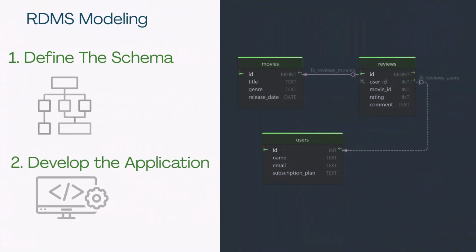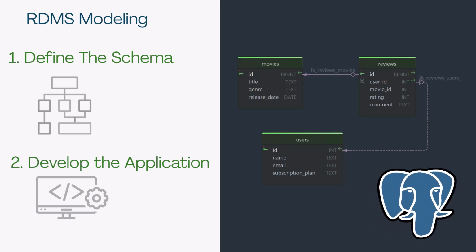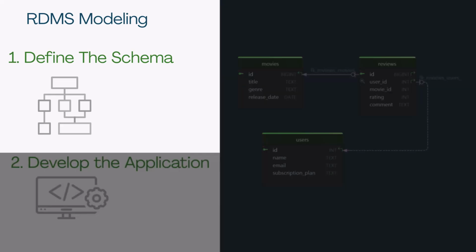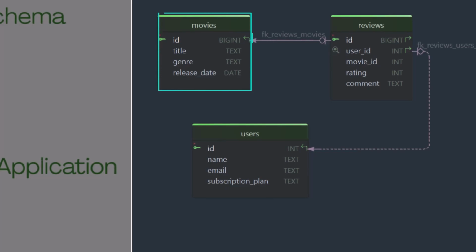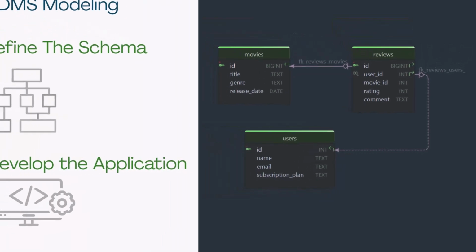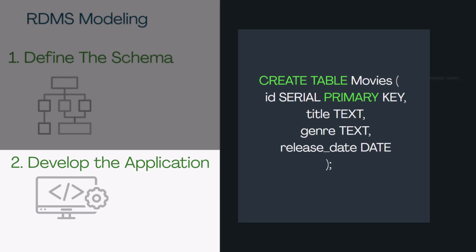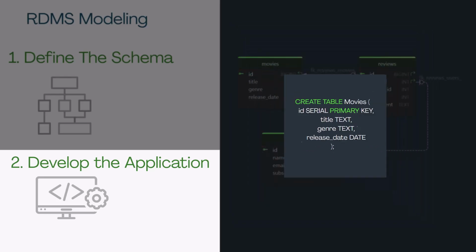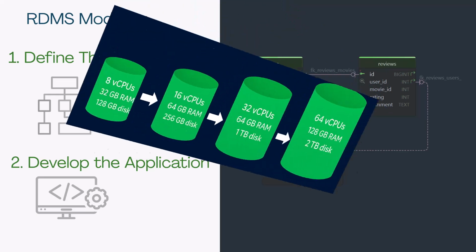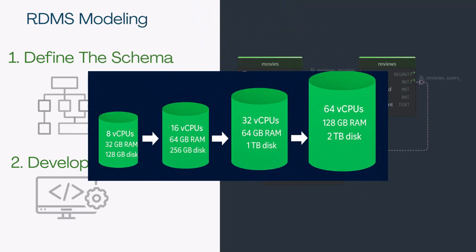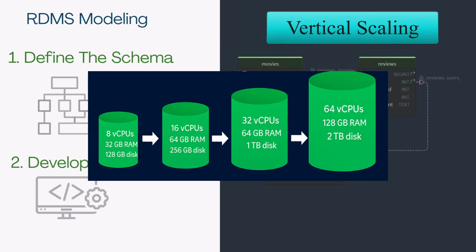When you're working with traditional relational databases like PostgreSQL or MySQL, things usually go like this. First, a data architect designs the schema. They define the tables, relationships, and data types. Then, the developers build the application and write the queries based on that structure. Also, these databases usually run on a single server, so to handle more traffic, you need a bigger, more powerful machine. This is called vertical scaling.